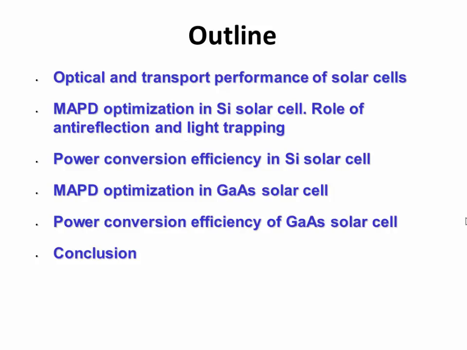And first, I'll tell you about optical and transport performance of this type of structure. Then I'll switch to MEPD optimization of this type of structure for silicon solar cell. I'll clarify the role of anti-reflection and light trapping properties. And then I'll calculate the power conversion efficiency in silicon solar cell. And then the same type of result will be presented for exactly the same type of architecture, but in gallium arsenide solar cell. And it will bring me to the conclusion.